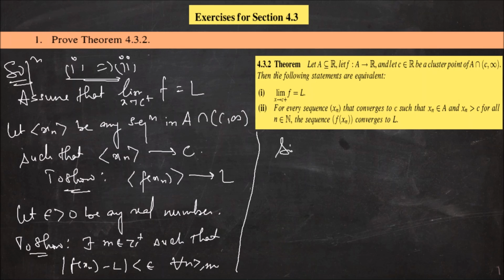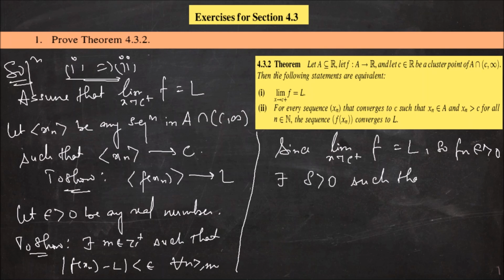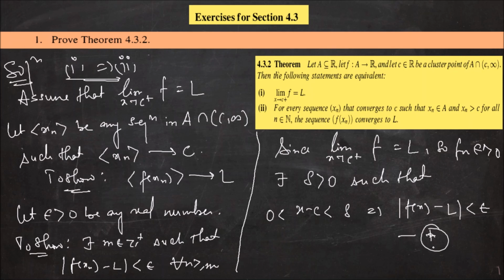So since the limit as x tends to c positive of f is equal to L, for epsilon greater than 0 there exists delta greater than 0 such that 0 less than x minus c less than delta implies |f(x) minus L| is less than epsilon. So this is our star.